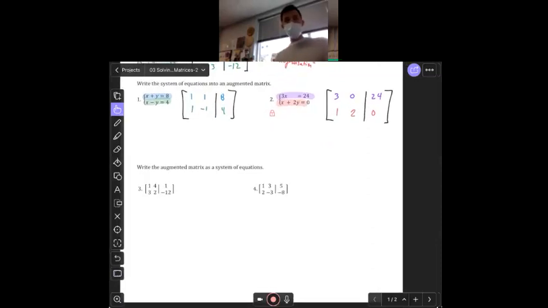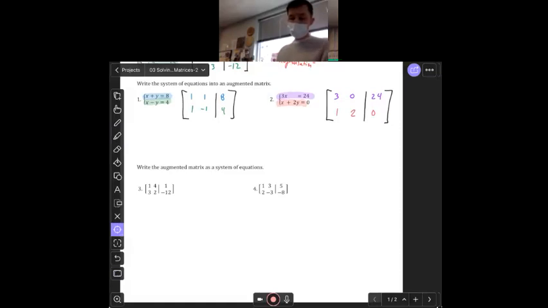This next part's just going backwards. So what if we have the augmented matrix? How do we rewrite it as a system of equations? So what we need to just agree upon is that there has to be an established order to our matrix.